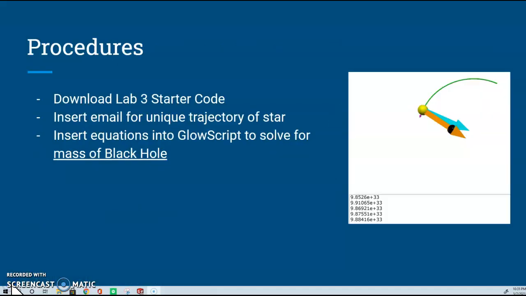star. My procedures for this lab were to download the starter code for Lab 3. I inserted my email for a unique star trajectory and then inserted formulas that could be used to solve for the mass of the black hole. This process will be explained in further slides.